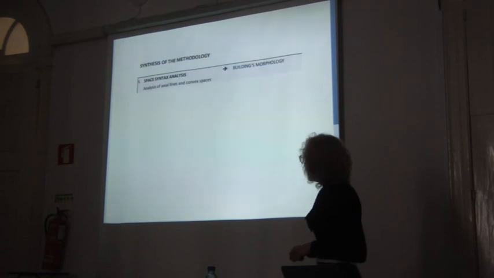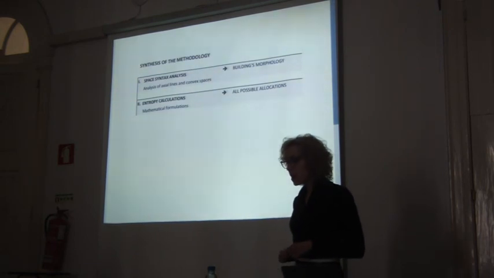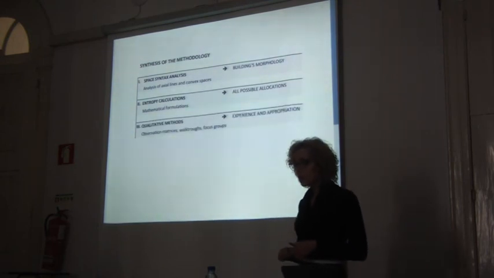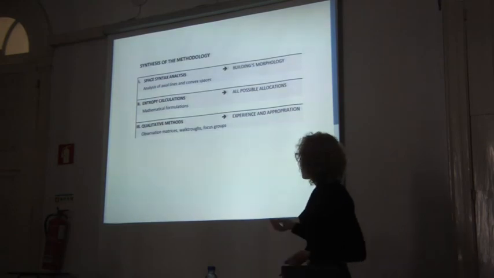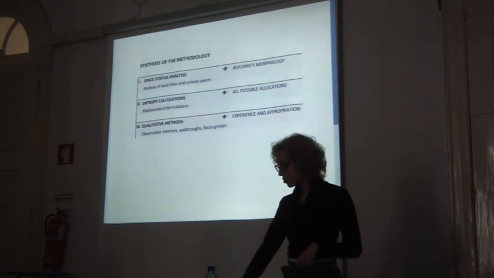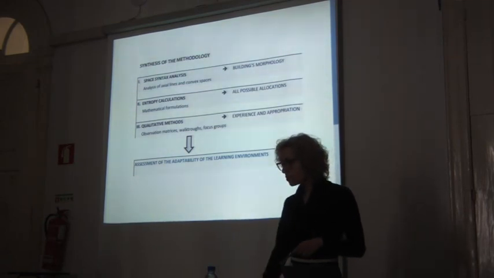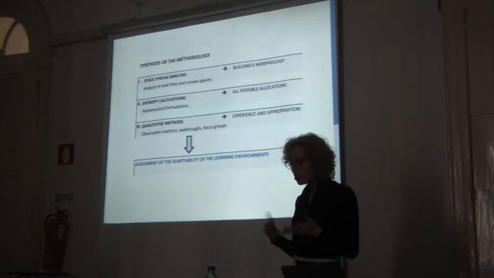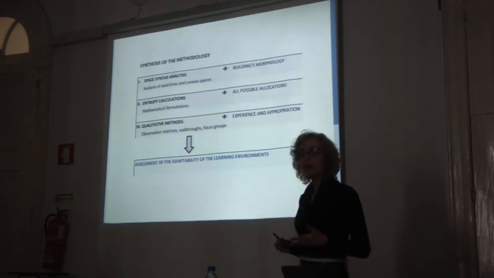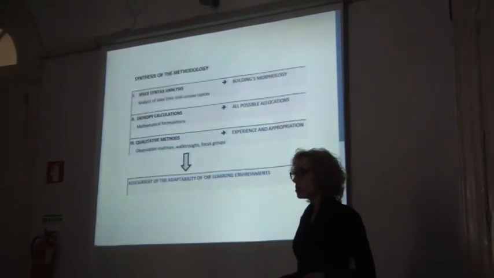So first, a space index approach, which analyzes the building's morphology. Then, entropy calculations by means of a mathematical formulation. And lastly, the use of qualitative methods such as observation matrices, walkthroughs, focus groups, for better understanding spatial experience and appropriation. It will then display conclusions based on the outcomes of each stage, and after proceeding with the methodology, educational spaces can be analyzed, assessed, and even ranked according to the possibility of allocating different activities, different users, ultimately concluding on each space's adaptability potential.